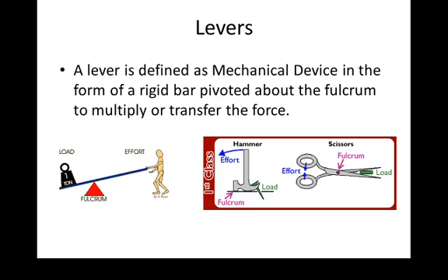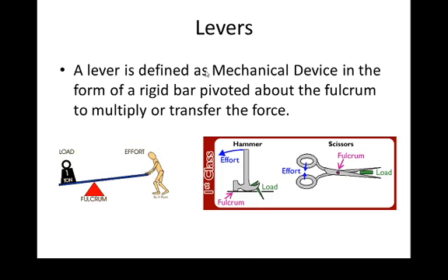Now let us see, this is one type of lever we have seen. The different components of the lever are the fulcrum, the arms, this is the load, and this is the effort. Applying this effort with the help of a fulcrum, at this point the load will be lifted. Therefore, a lever is defined as a mechanical device in the form of a rigid bar pivoted about the fulcrum to multiply or to transfer the force.